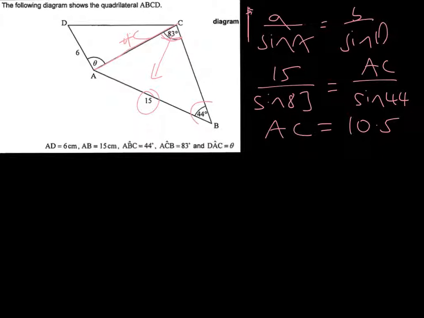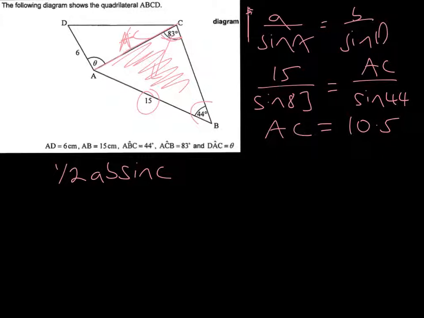For part B, then, we're asked to find the area of triangle ABC. For this, we're going to use the formula half ab sine C, so the trigonometric formula for finding the area of a triangle. We have got this length here, AC, so we know this length here is now 10.5. We've got this side, so we've got two sides.